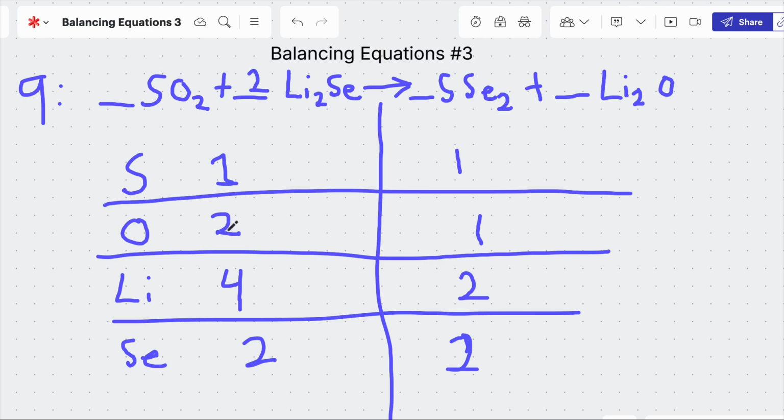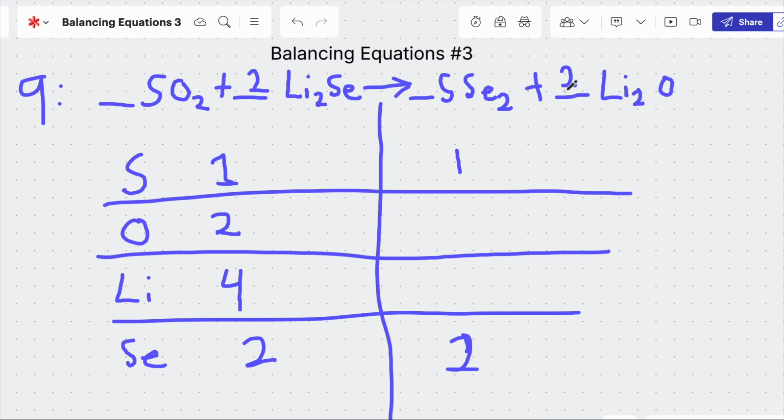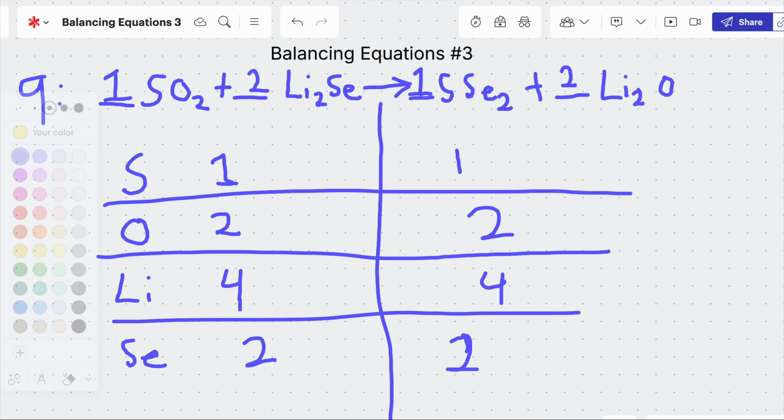If we want 2 O's total, we have 1 right now. What times 1 gives us 2? In this case, that's 2. That's going to change our Li's and our O's. Okay, so for our O's, 2 times 1 gives us 2. And then for our Li's, 2 times 2 gives us 4. And everything matches up there. Looks pretty good to go. Make sure you plug in 1s for those blanks, and that should be it.